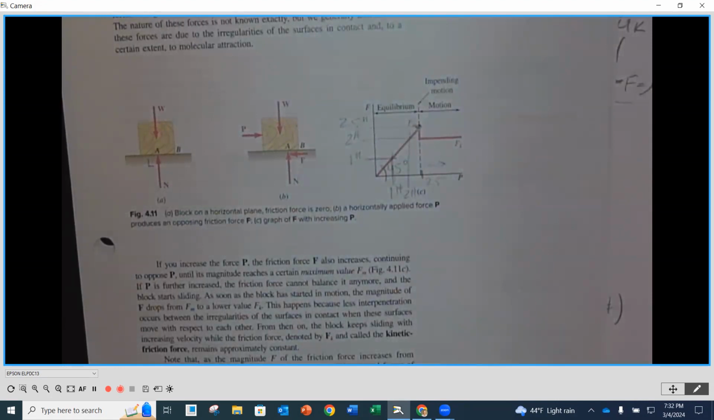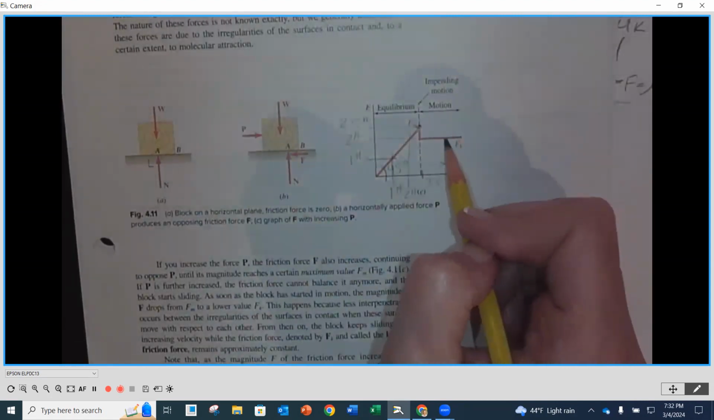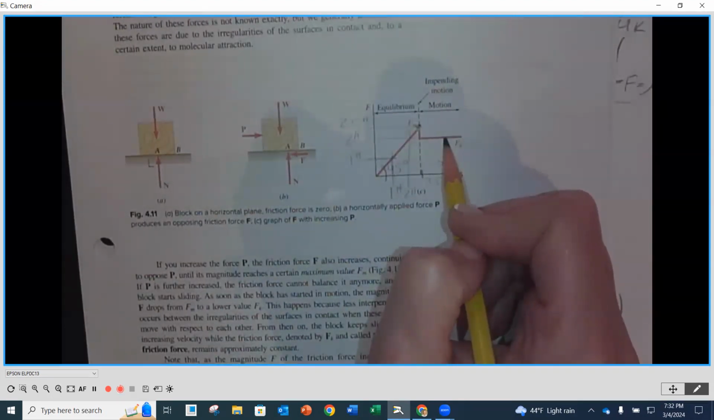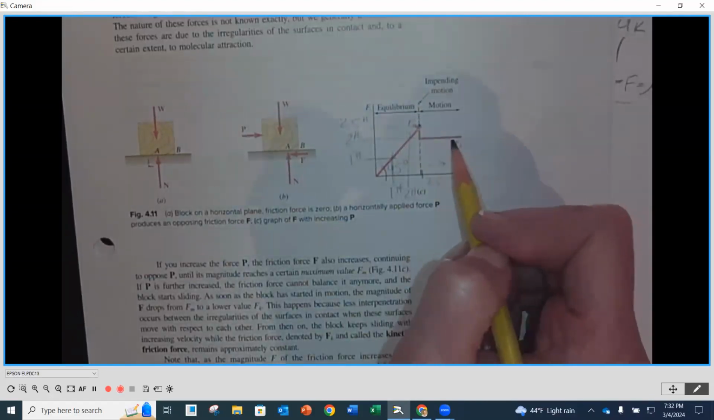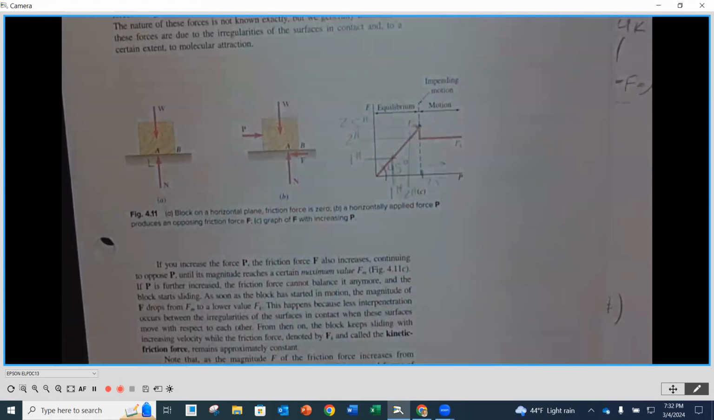They're smoothing over those surfaces as they push along. So that kinetic friction coefficient is less than what the static was. And now it can only push back with that amount. That's it. It's not going to offer anything more. So it ramps up to the max. It comes down a little bit once we get moving.